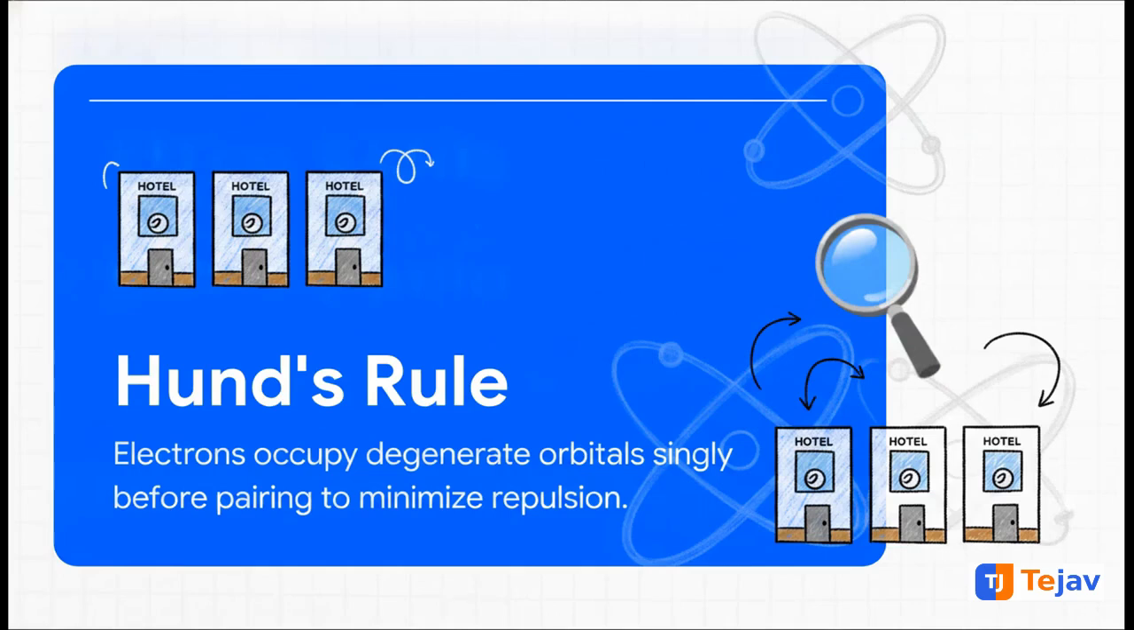And that brings us to our 3rd law, Hund's rule. When electrons are filling degenerate orbitals, which just means orbitals that have the exact same energy, like the 3p orbitals, they will occupy them singly before they start pairing up. My favorite analogy for this is the hotel room rule. If you and your friends check into a hotel, and there are 3 empty rooms for the same price, everybody gets their own empty room first. You only start sharing and pairing up when you literally run out of empty rooms. It just minimizes repulsion and keeps the atom stable.